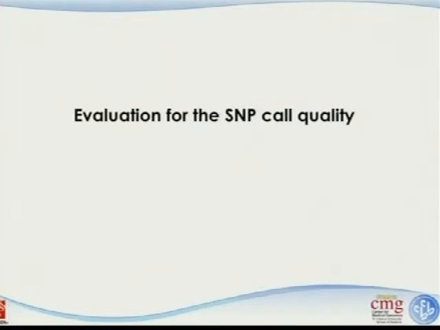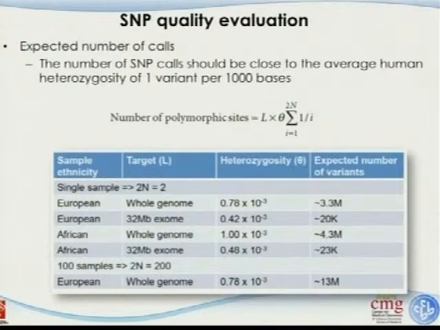But the point here is, how do we evaluate SNP quality? How do we know that after this type of filtering, these difficult equations, the results actually improved the SNP quality? Well, they retained all the good ones and threw out all the bad ones. How do we know that? So actually, there are a couple of strategies or measurements for SNP quality evaluation. The first one is expected number of calls.